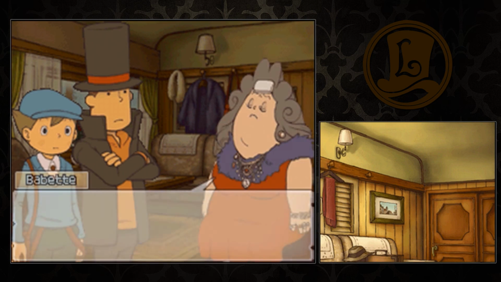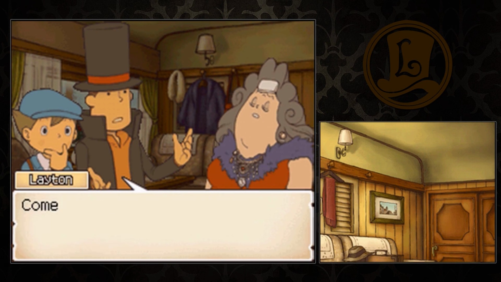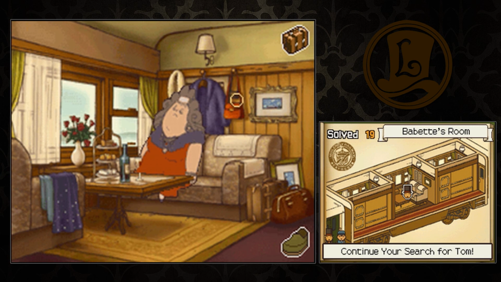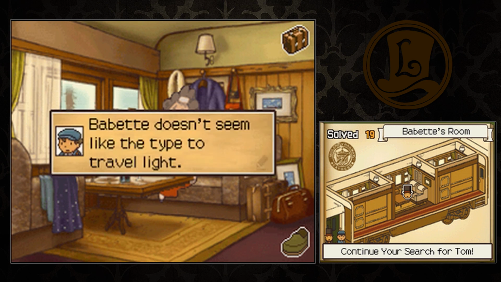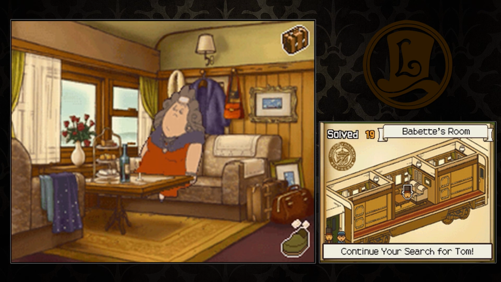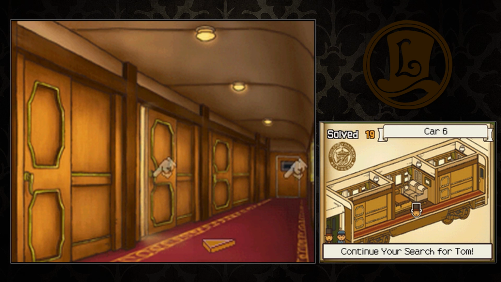Oh, no! I'm looking for clues! Must be near the front of the train.